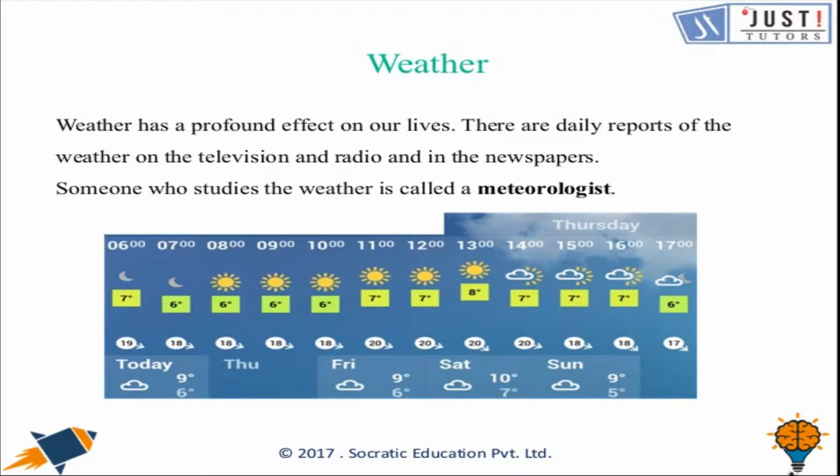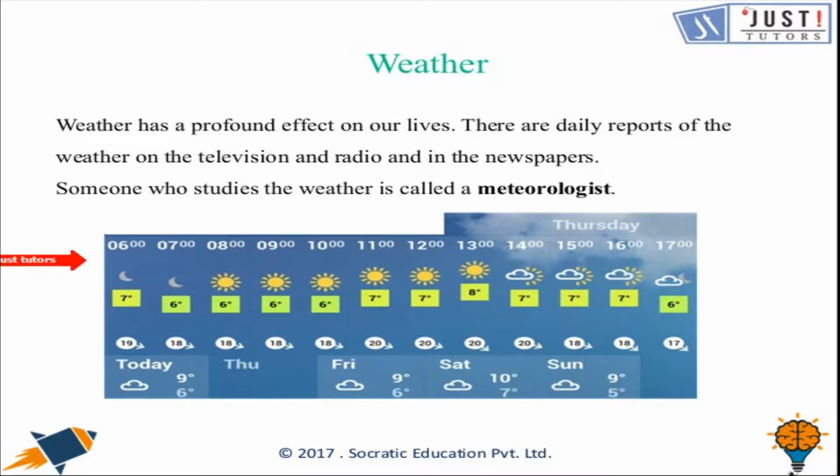Now it has a very profound effect on our lives. Many of our daily activities are planned based on the weather predicted for that day. We cannot control weather. Instead, the weather often controls how and where we live, what we do, what we wear, and what we eat. Someone who studies the weather is called a meteorologist. You must have seen the daily reports of the weather on televisions and radios, or maybe in the newspapers.